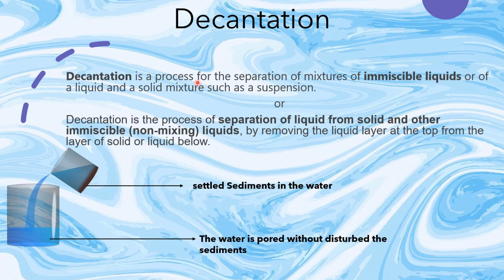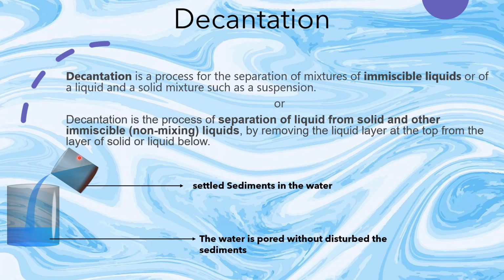Decantation. Decantation is a process for the separation of mixtures of immiscible liquids, or of a liquid and a solid mixture such as a suspension. Or we can say decantation is a process of separating liquid from solid and other immiscible, non-mixing liquids by removing the liquid layer at the top from the layer of the solid or liquid below.